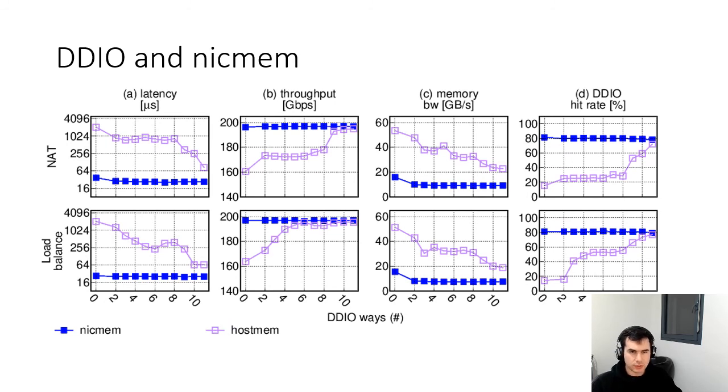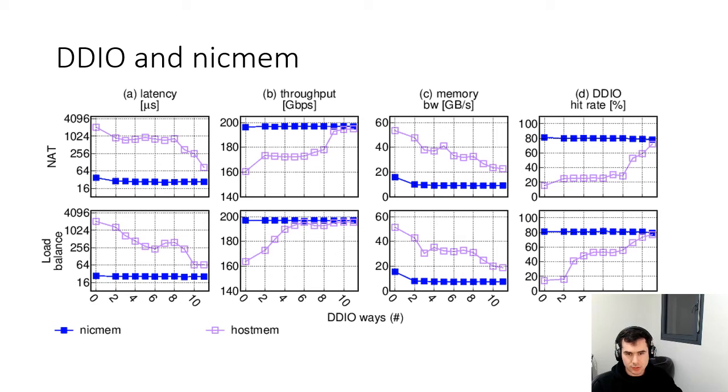Next, we compare DDIO to Nicmem. By default, DDIO can write to 2 out of the 11 cache ways available on our CPU. Previous work has shown that increasing the number of cache ways available to DDIO to write to can improve the performance of network-intensive applications. And so we repeat the previous experiment where we use the maximum number of cores, and then we vary the number of DDIO ways.